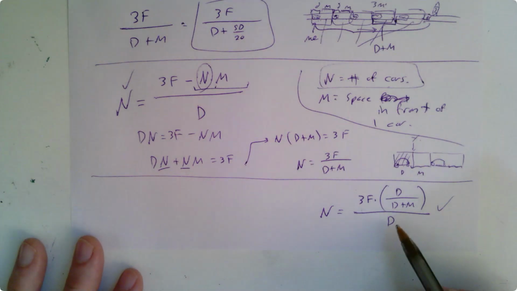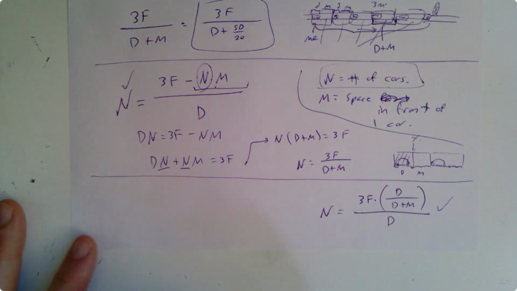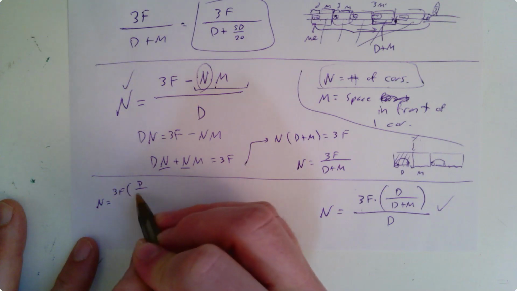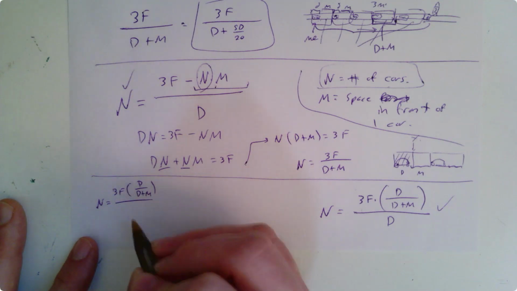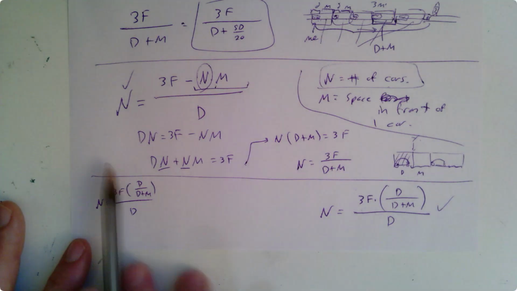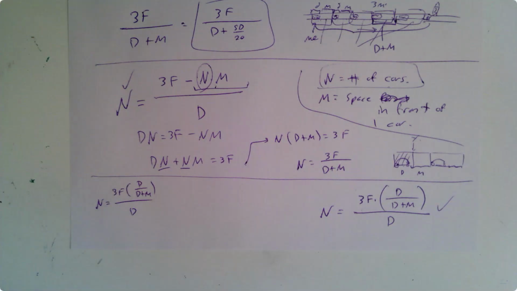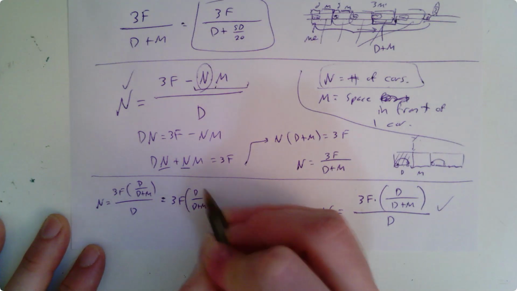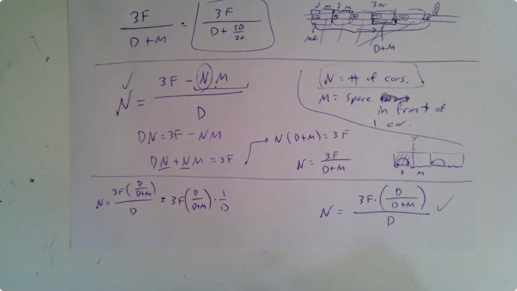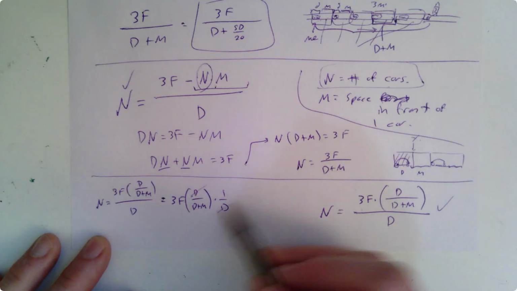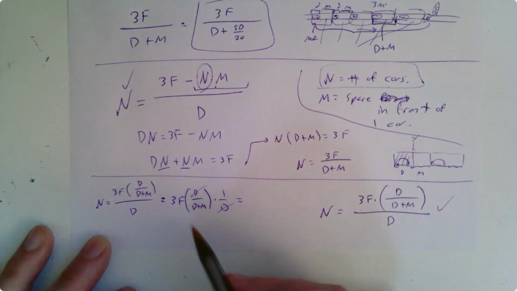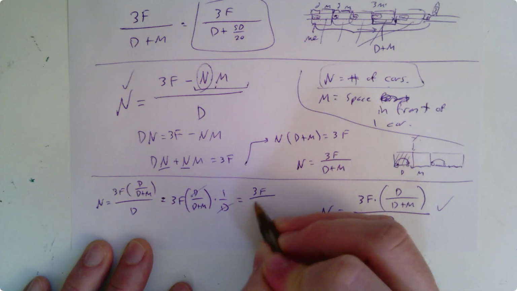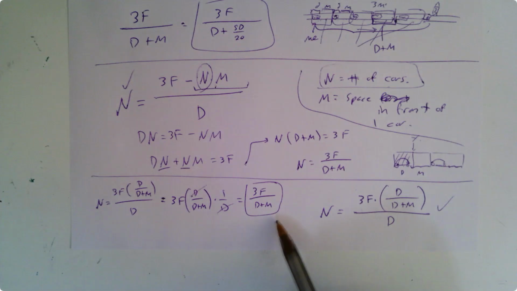So all I need to do is reorganize this slightly. Wow, I wish I'd written this over here. Okay, so let's rewrite it over here. So 3f d over d plus m, over d. So remember, dividing by d is the same thing as multiplying by 1 over d. So here I've got 3f d over d plus m, times 1 over d. If I write it down this way, you'll notice that d divides d. And so 3f is the same thing as 3f over 1. So here I'm left over with 3f over d plus m, which is that same expression all over again.